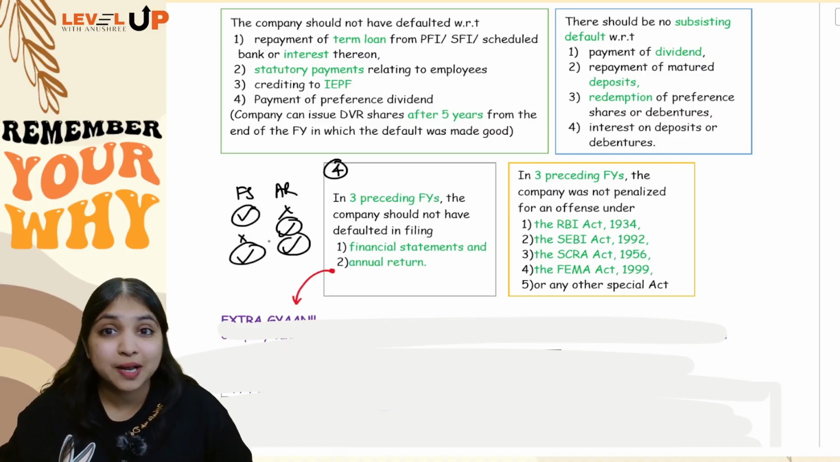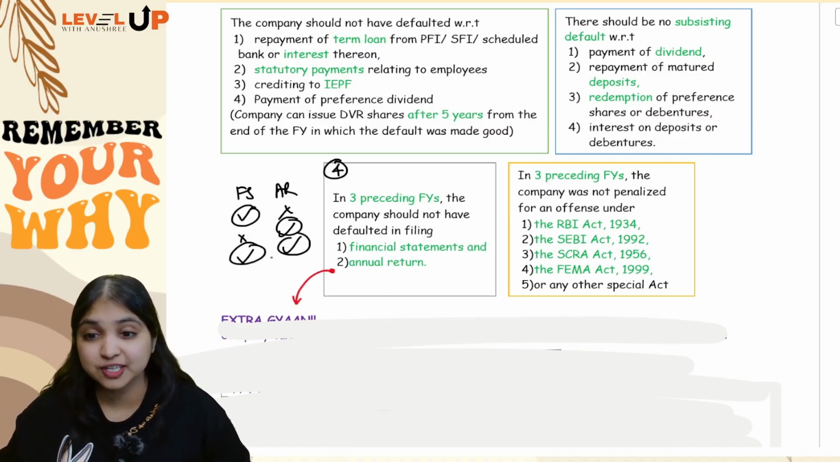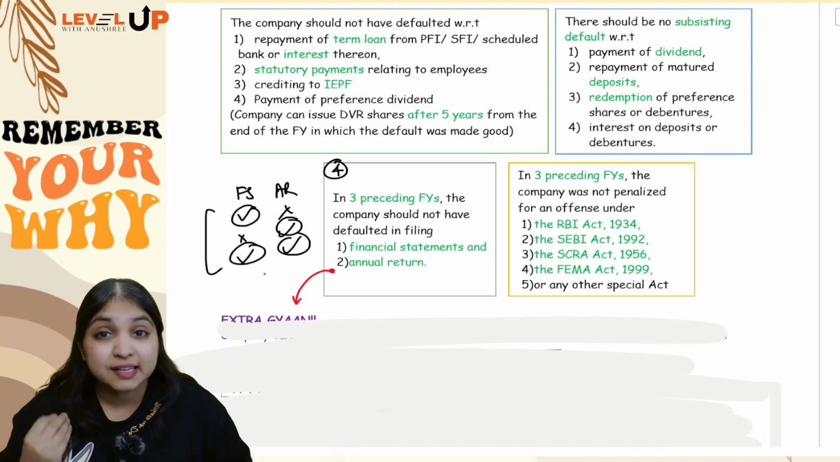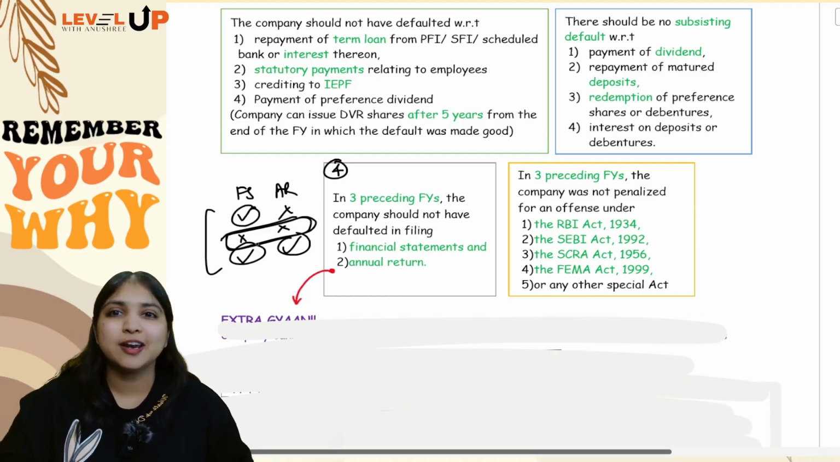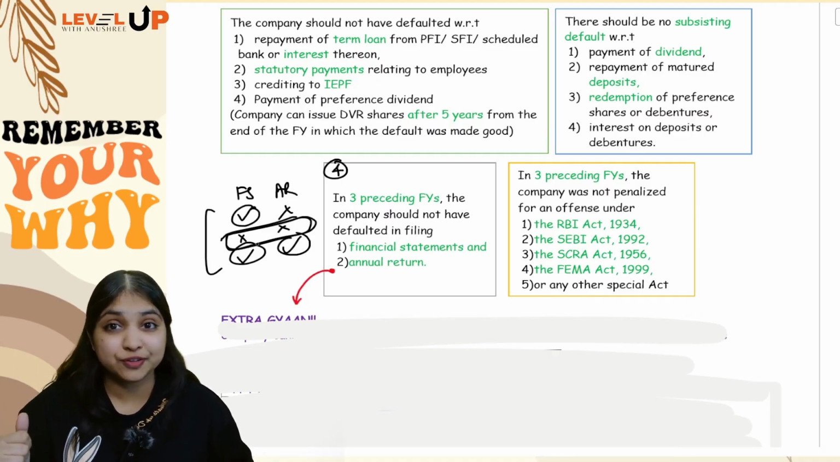Then in year 4, company can issue equity shares with differential rights. In the last 3 years, if there is any year in which company has neither filed financial statements nor filed annual return, then gone, in year 4 company you can't issue differential rights shares.